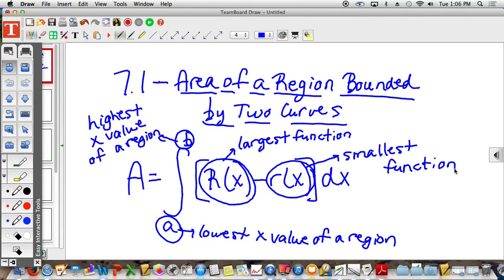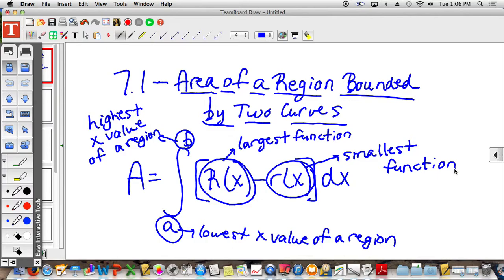Sometimes in a region, and we will talk about this when we get there, sometimes in one region, they'll swap. So for half of the region, one function will be higher than another function, and the other half of the region, they kind of flip. And like I said, we will talk about one of those things in just a second. But let's jump into our first example.